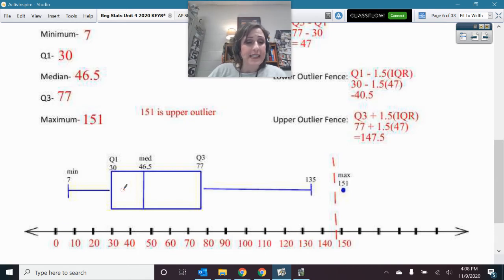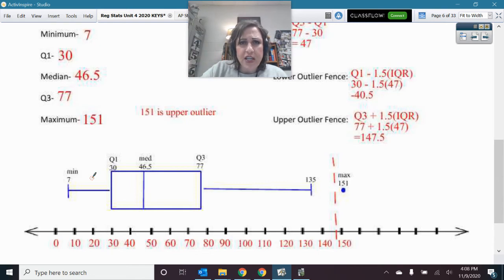Scale, box. There's my box from Q1 to Q3 of 77, median at 46.5. Scale, box, fences, no lower fence, but the upper fence at 147.5. Fences, whiskers, and that whisker will not touch the dot.